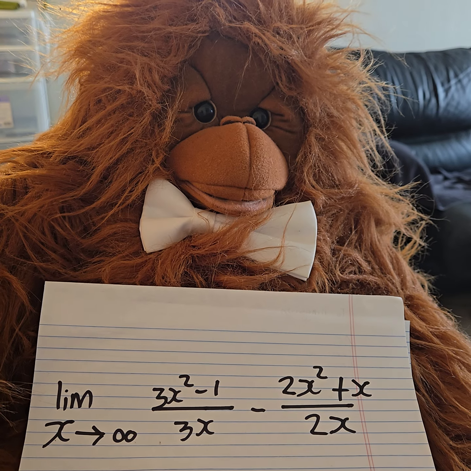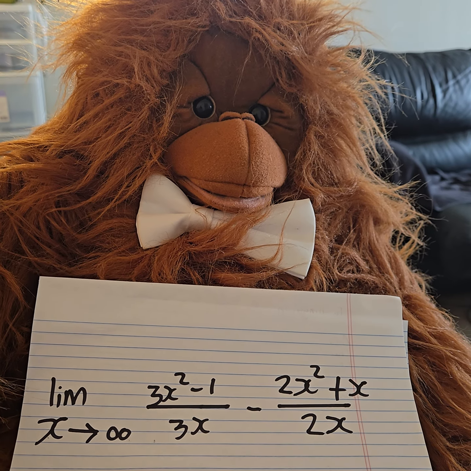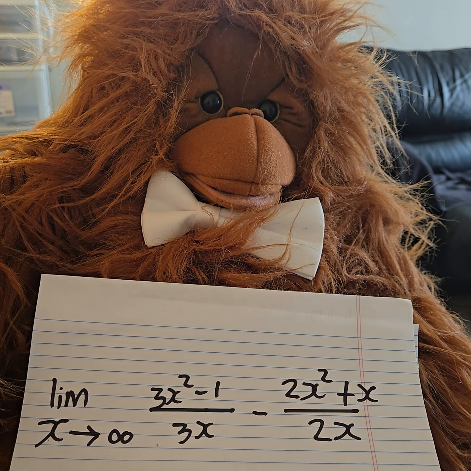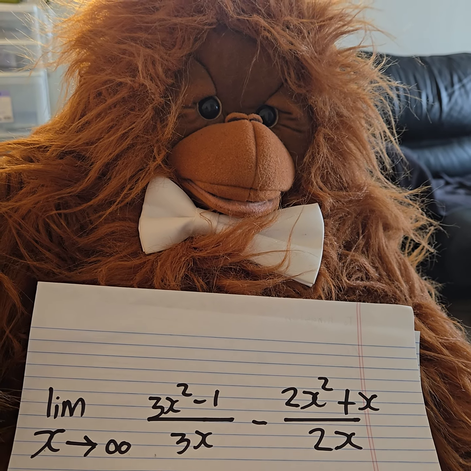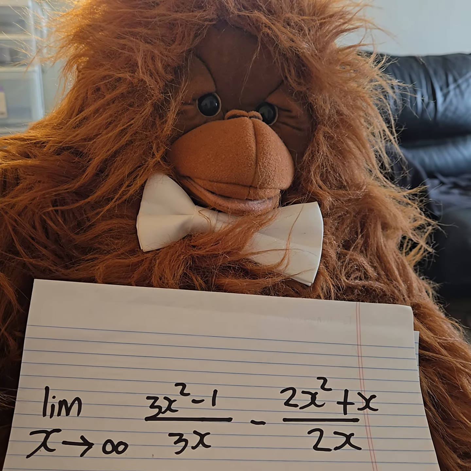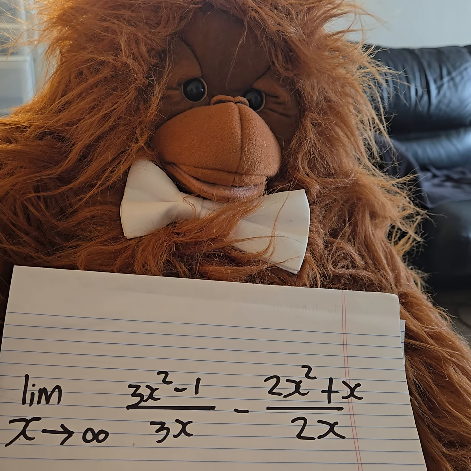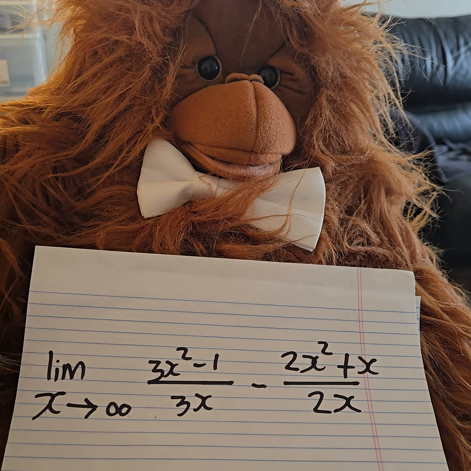Here's an interesting limit question that I saw. The question of the day. Find the limit as x goes towards infinity of (3x squared minus 1) all divided by 3x, subtract (2x squared plus x) divided by 2x.